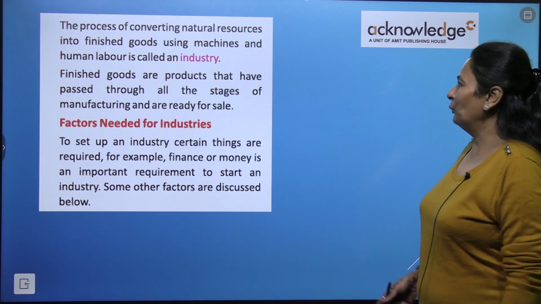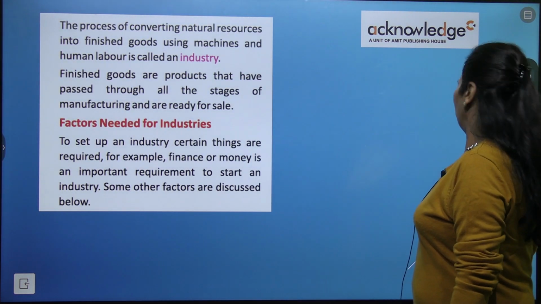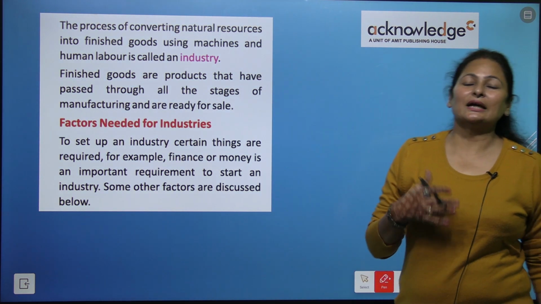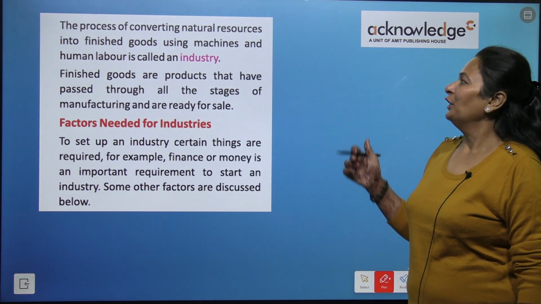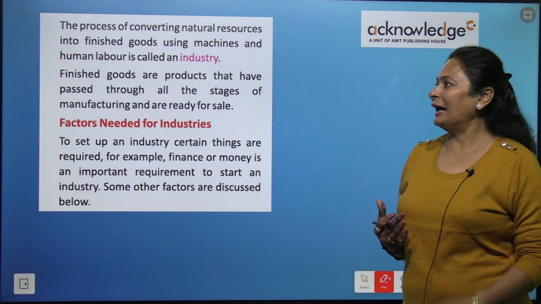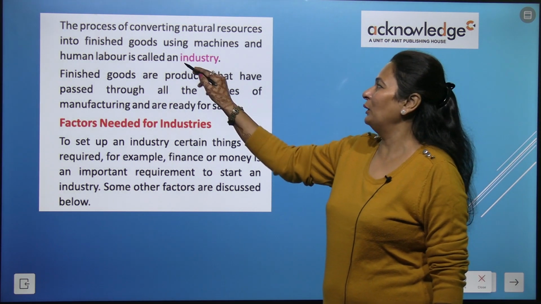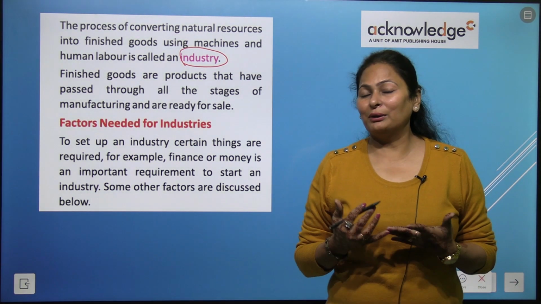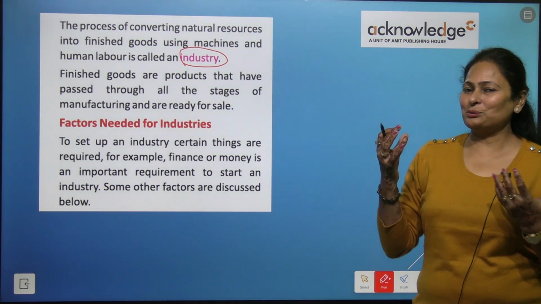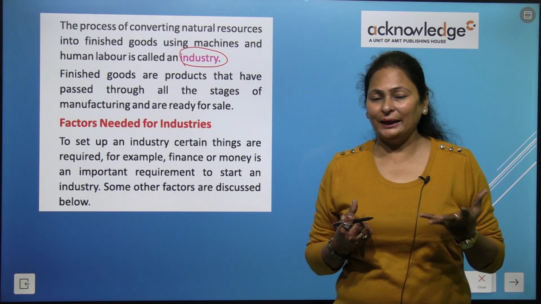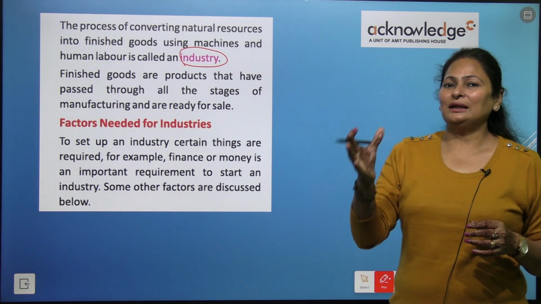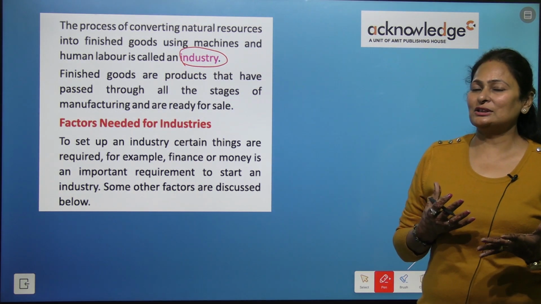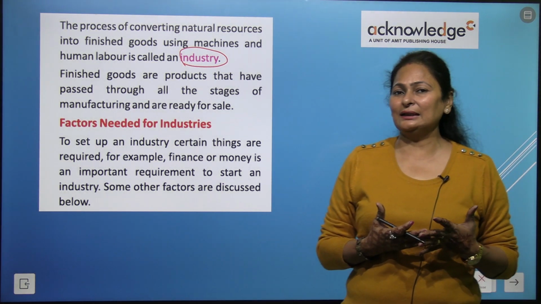So let's see more about the industries. The process of converting natural resources into finished goods using machines and human labor is called an industry. We have studied about the minerals, the ores we are taking from the mines, right? Now these ores are sent to the industries. Different types of industries are there. We'll discuss in detail, right?